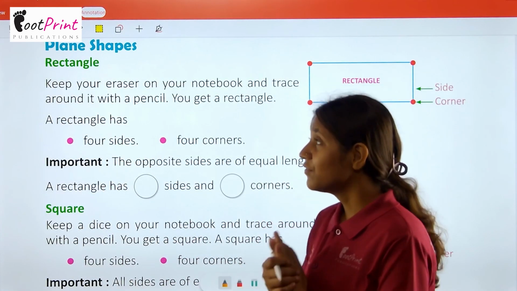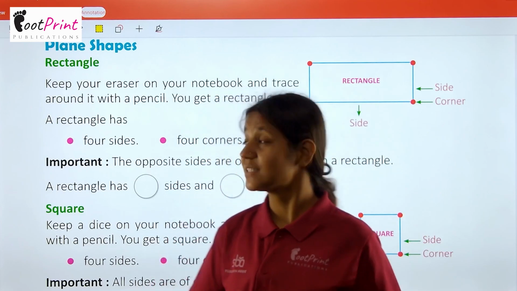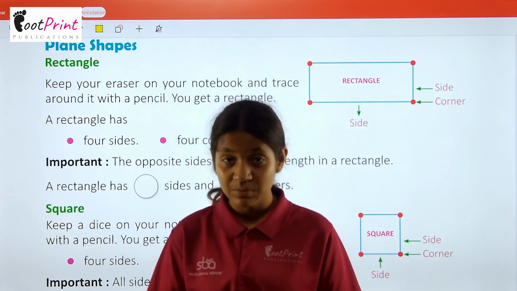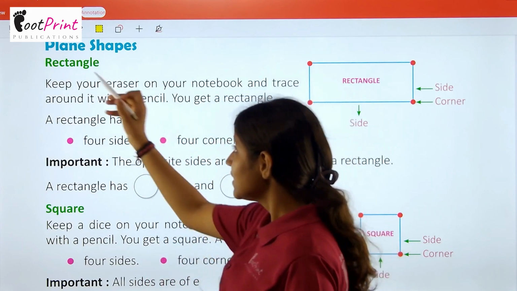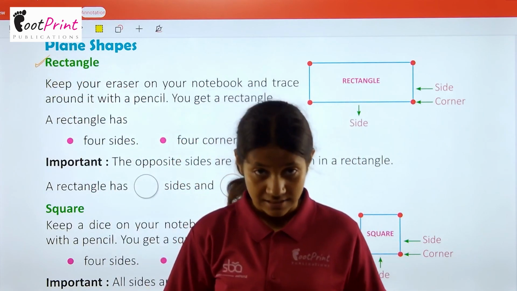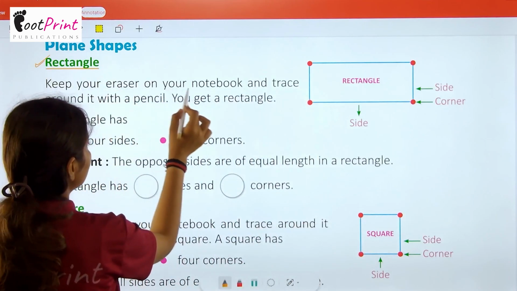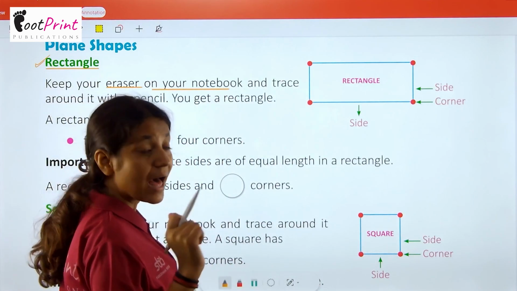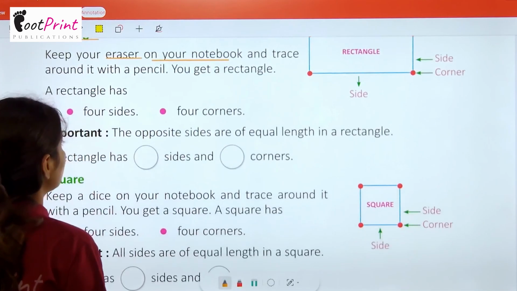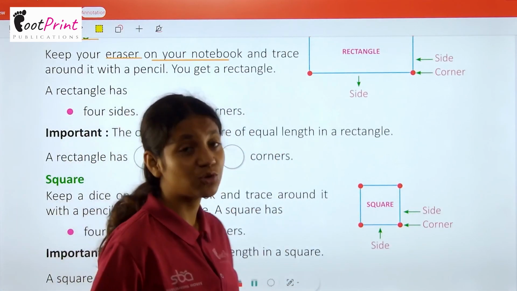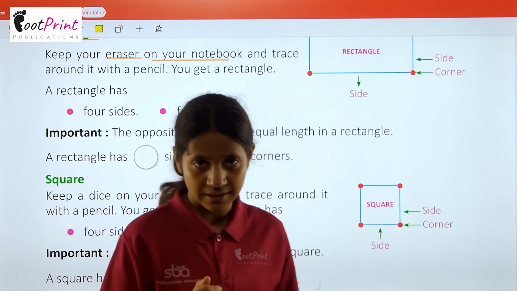Now we have the very first topic of this chapter, that is plane shapes. बच्चों plane shapes के बारे में तो हमने पुरानी क्लासेस में भी पढ़ा था. ऐसी shapes जिनको हम सिर्फ देख सकते हैं. For example, rectangle. Keep your eraser on your notebook and trace around it with a pencil. You get a rectangle. So that is the shape of rectangle जो आपने eraser को trace करके बनाई है.